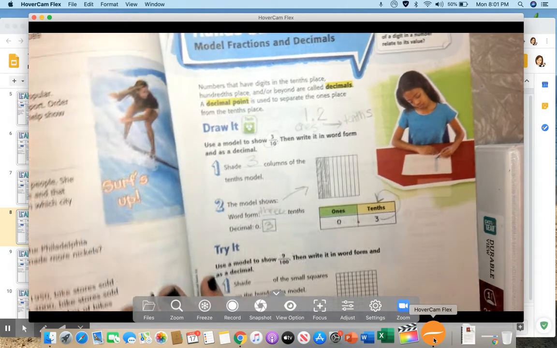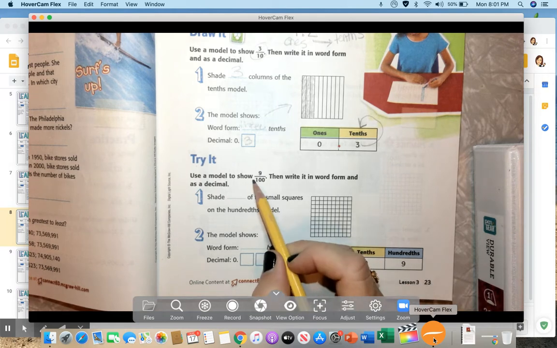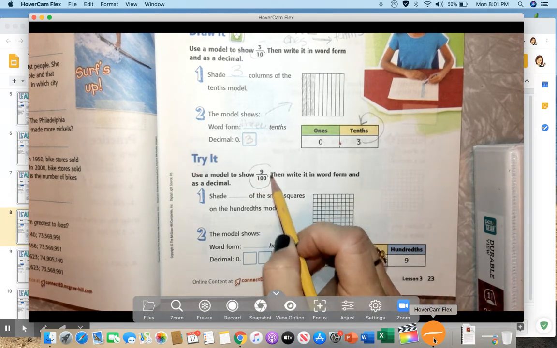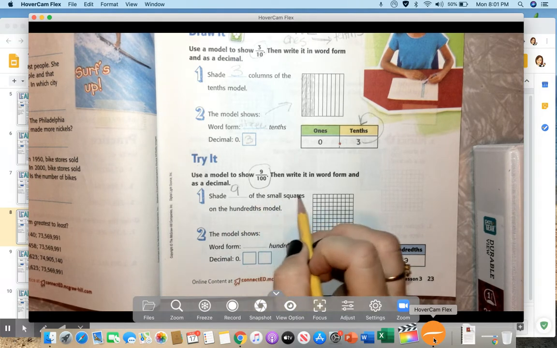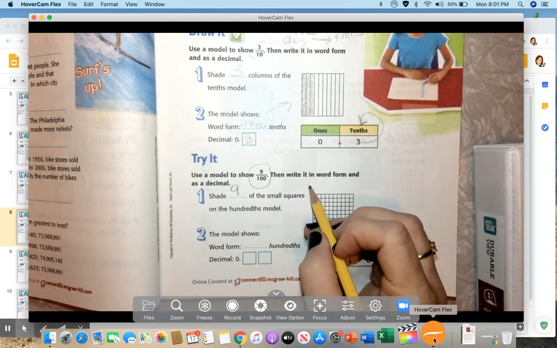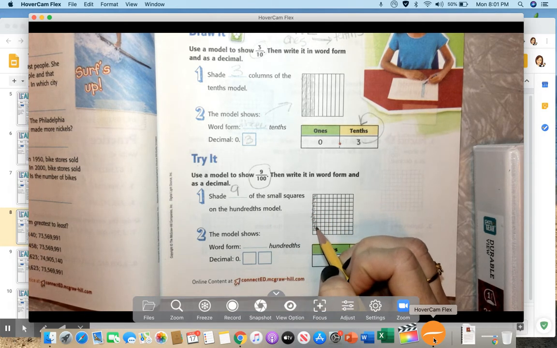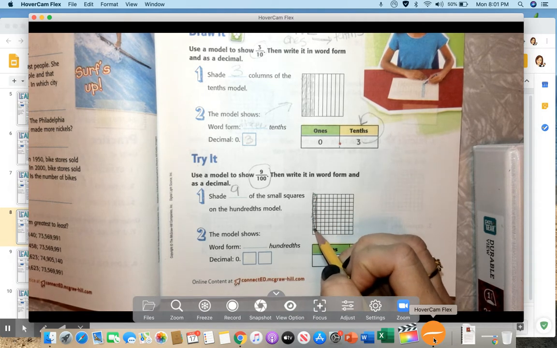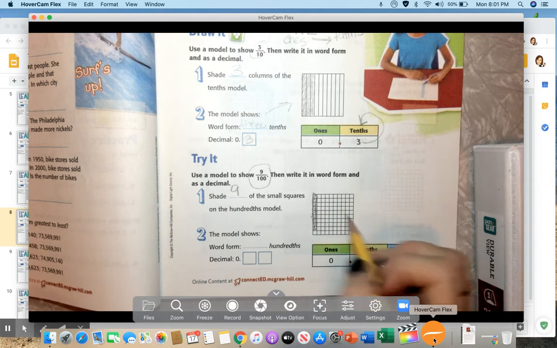Okay, let's try it again down here. Now we're working with a hundreds model. So I have 100 on the bottom of my fraction. Our fraction is 9 out of 100. So we need to shade 9 of all the small squares out of the 100. We're only going to shade 9. So I know that there's 10 in a column. So I'm just going to go down and do 9, but not shade that one because I only want 9. So I have 9 out of 100. That was our fraction, and now I shaded it.